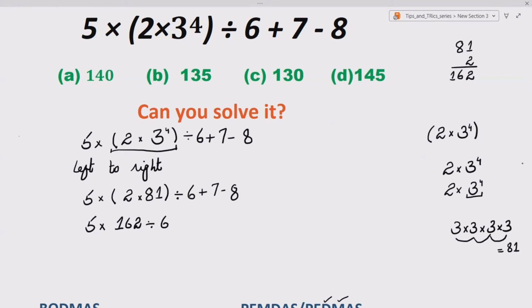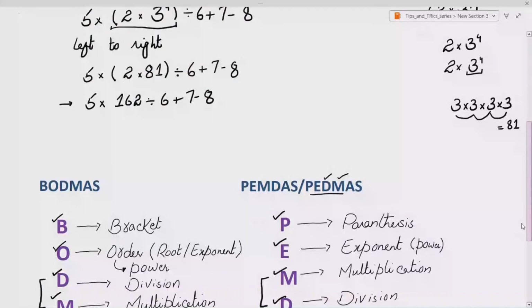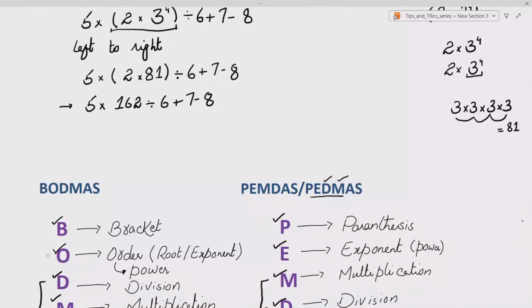You can notice that I am doing all the calculation without a calculator, because this is the requirement of the question: you have to solve it without a calculator. So whatever calculation I am doing is by hand. Now we have 5 multiplied by 162 divided by 6 plus 7 minus 8. In this expression we now have no bracket, since we solved the bracket first. Next we look for powers, and there is no power in the question. Then division. Okay, there is a division.